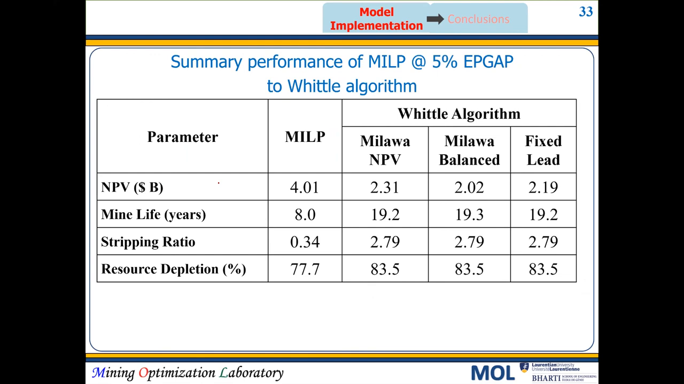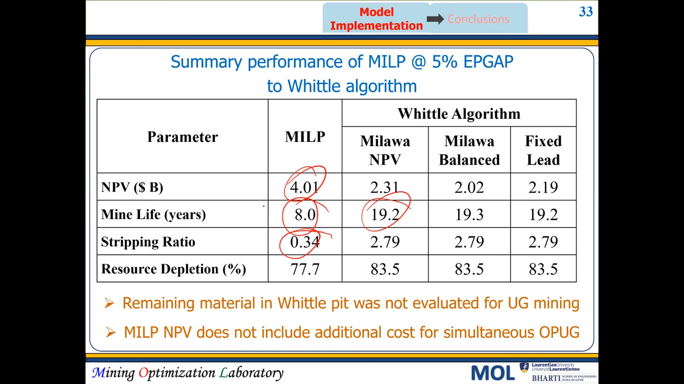So from the results here, you could see the mine life was significantly less for the MILP, mainly because it decided to transition to underground quickly and mine with less waste, whereas using open pit alone was more than 2 times the mine life, and the stripping ratio was significantly higher compared to what the MILP generated. So the NPV as well was way higher than what Whittle could generate, mainly because of the lots and lots of waste that was generated in the case of Whittle.